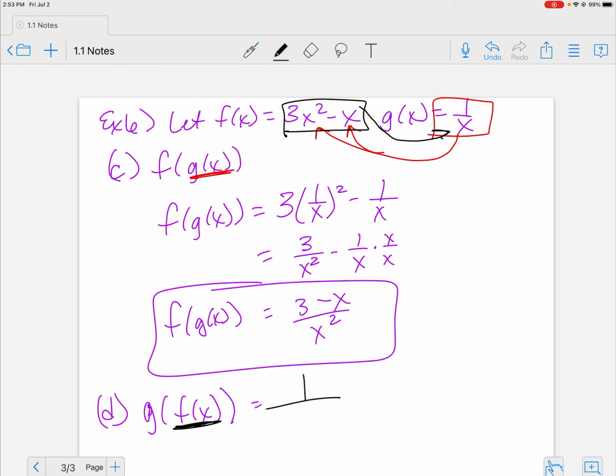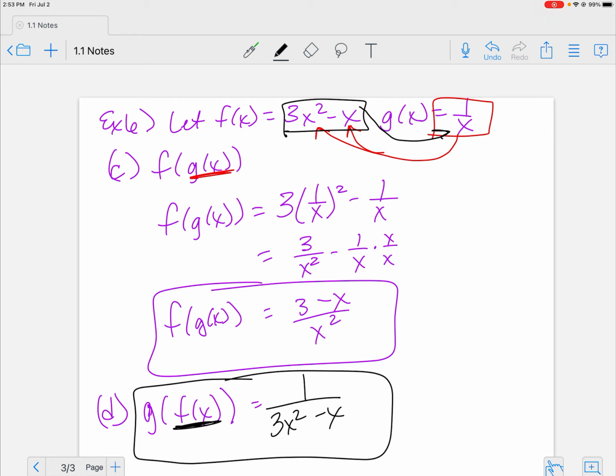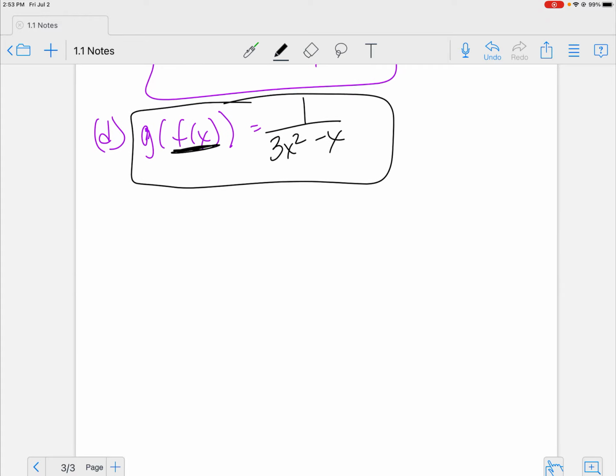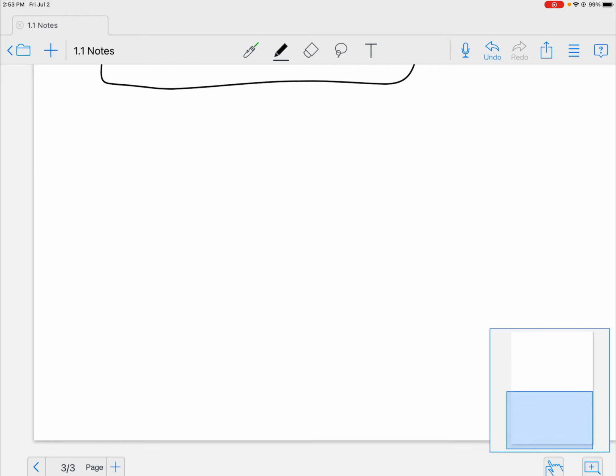So this is going to be 1 over, and in place of that x, I have a 3x squared minus x. If you want to factor, you can. You don't have to. I would probably just leave it for this particular problem. All right? Okay. So a composition is where you plug another function into that function.